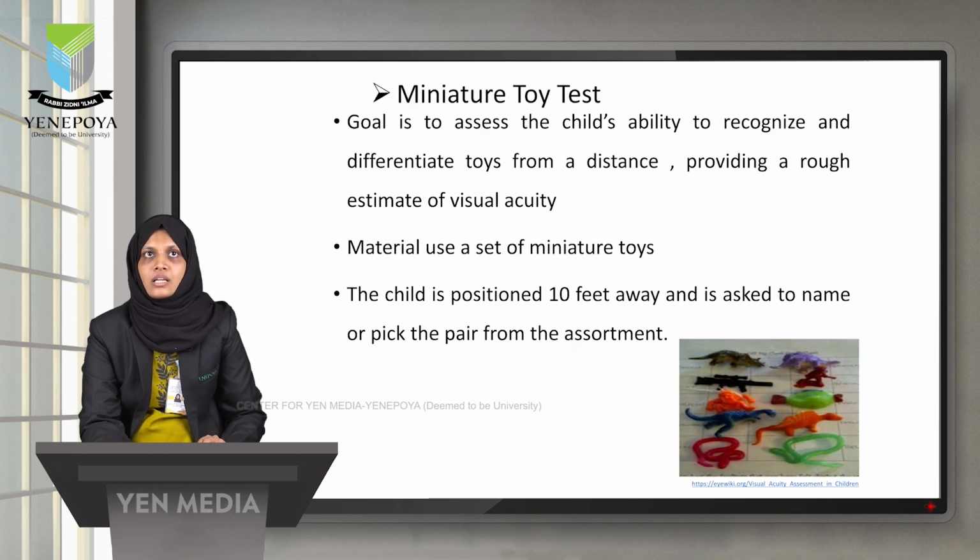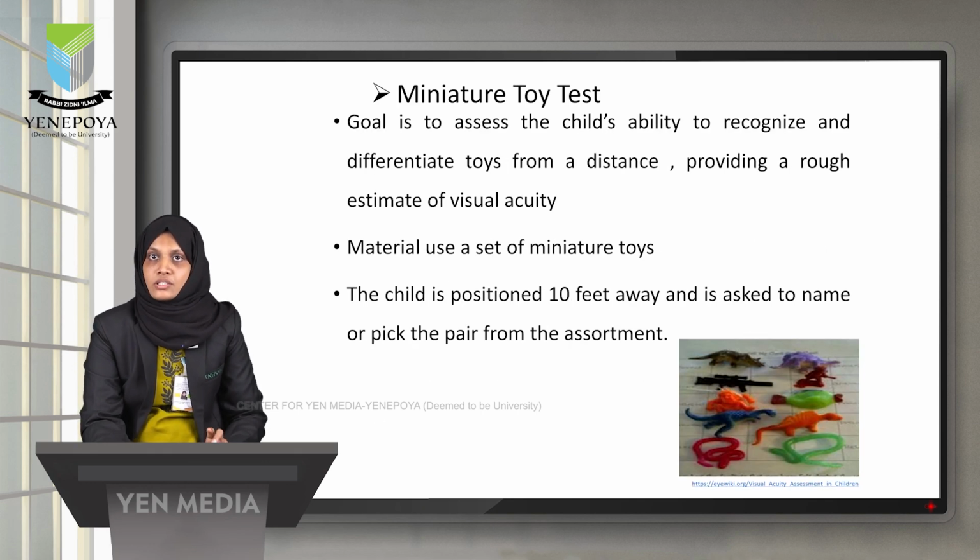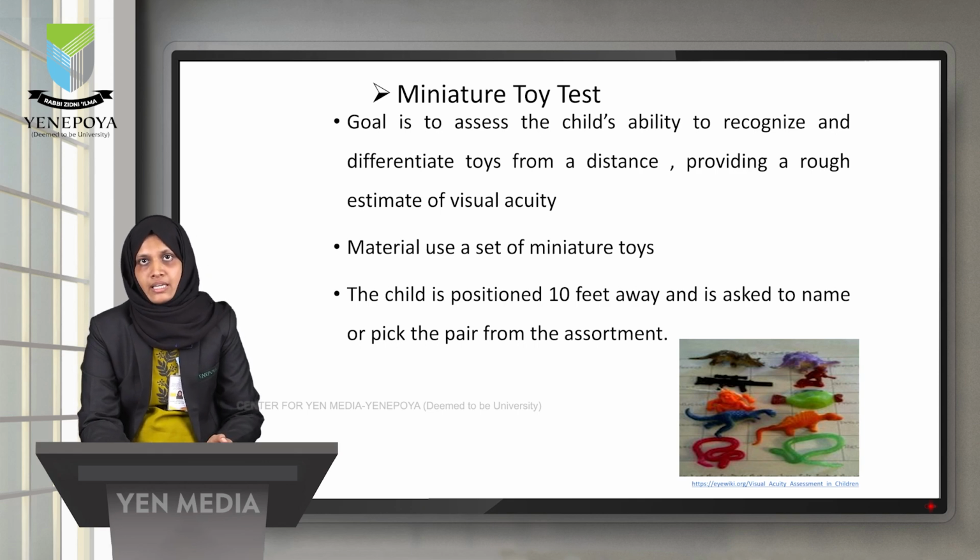Next, moving into the miniature toy test. The miniature toy test is also very interesting to children. The goal of this test is assessing the child's ability to recognize and differentiate toys from a distance, providing a rough estimate of visual acuity. Material: use a set of miniature toys. The child is positioned 10 feet away and asked to name or pick the pair from the assortment.